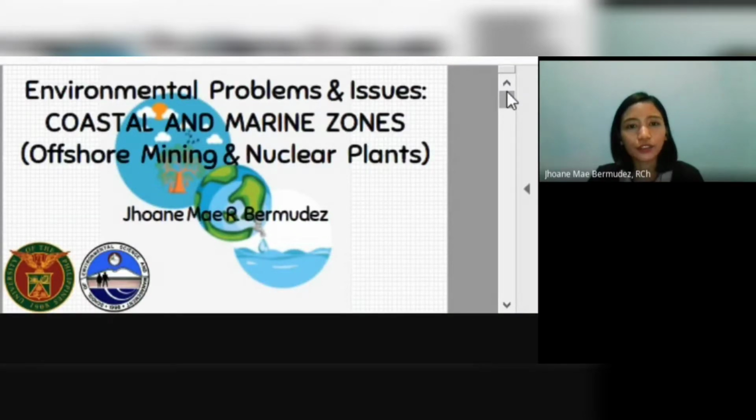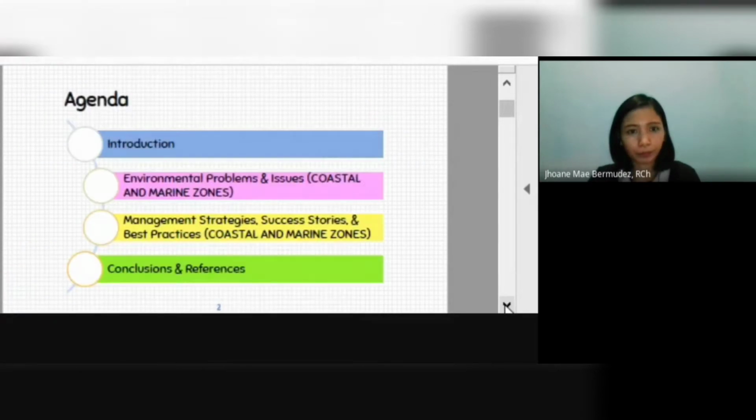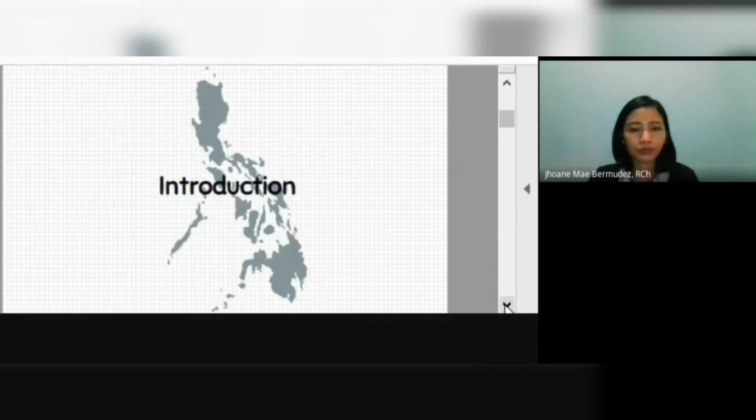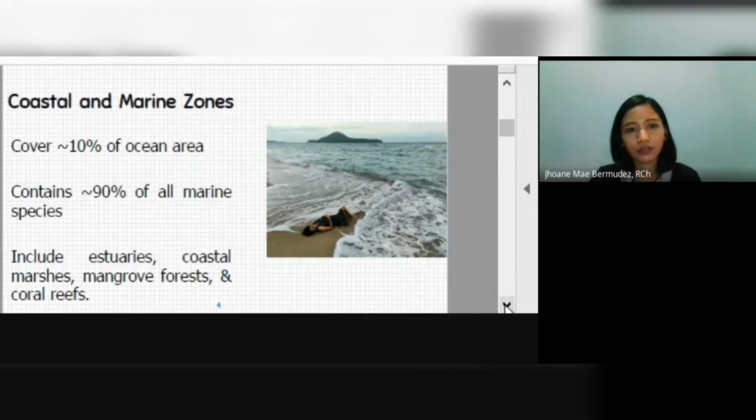Good day. Today our lesson is about environmental problems and issues for coastal and marine zones, offshore mining, and nuclear plants. This is our agenda for today. For the introduction, coastal and marine zones cover about 10% of ocean area, and contain about 90% of all marine species. These include estuaries, coastal marshes, mangrove forests, and coral reefs.